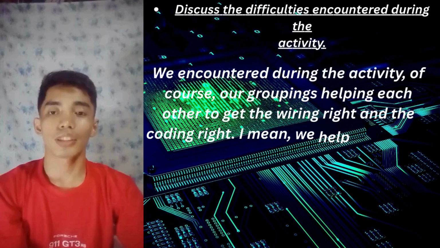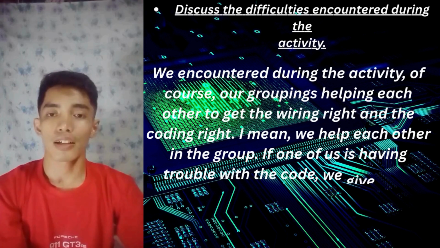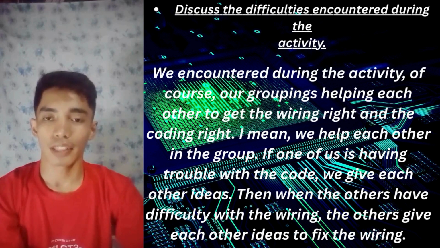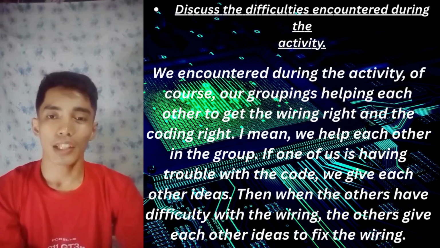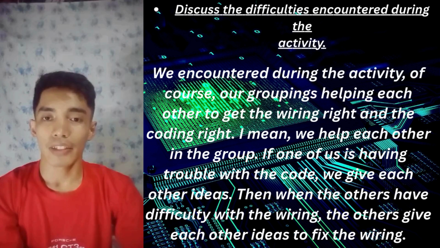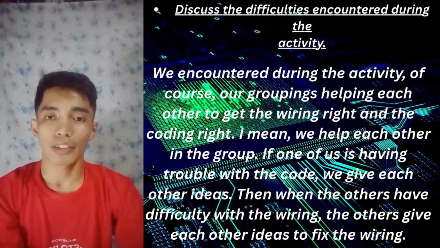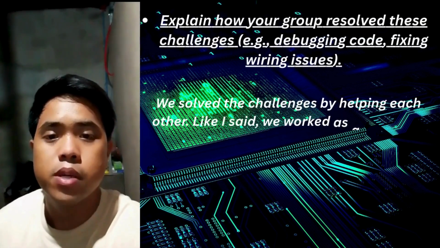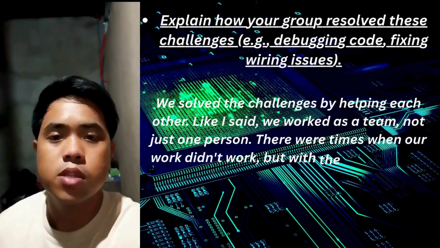The challenges we encountered during the activity were, of course, our group helping each other to get the wiring right and the coding right. We help each other in the group if one of us is having trouble with the code. We give each other ideas when the others have difficulty with the wiring. We solve the challenges by helping each other. Like I said, we work as a team, not just one person.